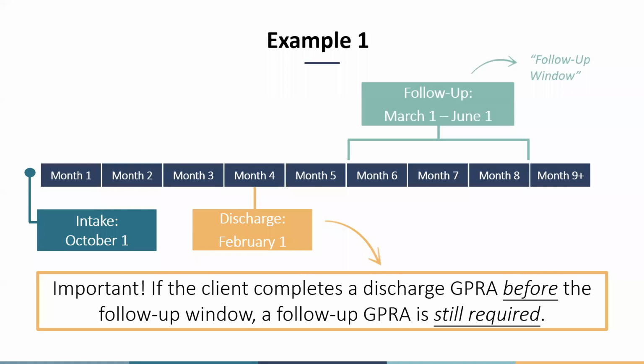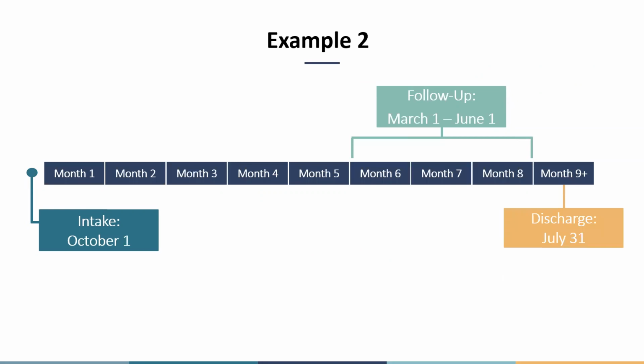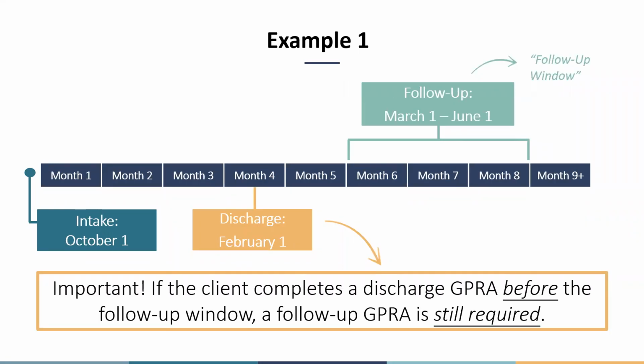As a reminder, even if a client discharges from services before the follow-up window, a follow-up is still required once that window opens. And also, even if a client discharges before a follow-up is completed, your agency should collect all 3 data points for each client who completes an intake GPRA. Outreach to clients should happen multiple times, making a concerted effort to schedule and complete interviews. And follow-up GPRA interviews need to occur within the specified follow-up window.